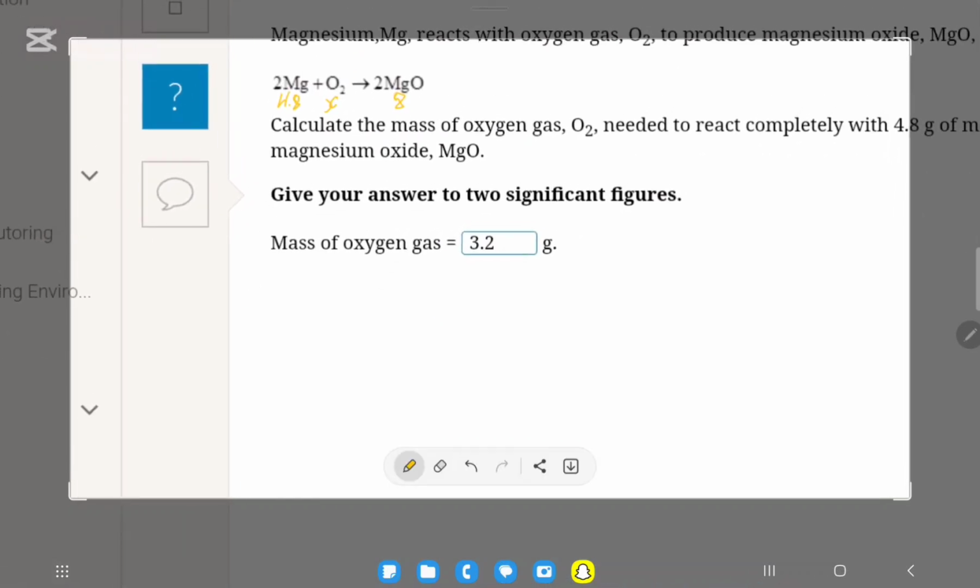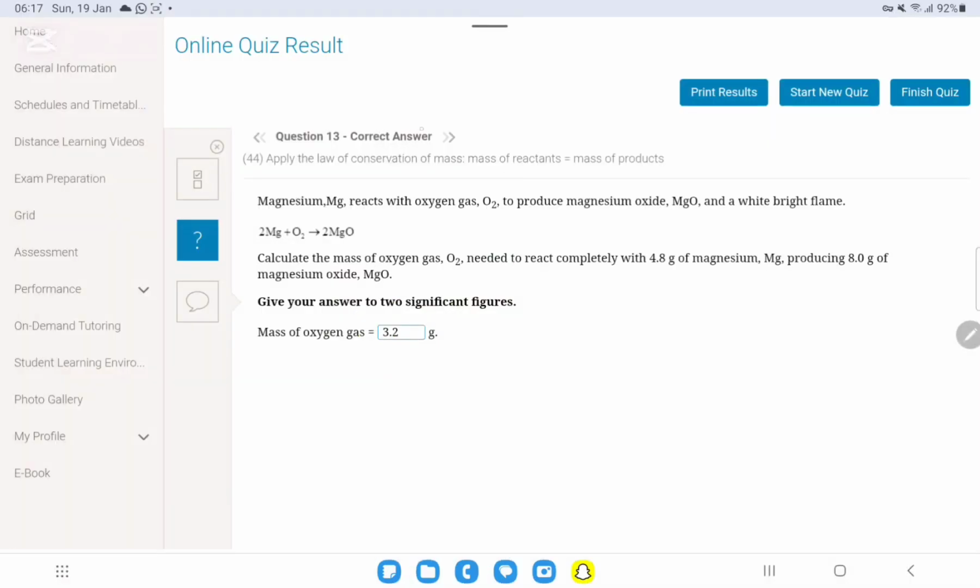Using the law of conservation of mass, you can know that mass is always conserved. If we put 4.8 plus X equal 8, X is 8 minus 4.8 and X is 3.2. You don't need to do RGR or anything for this. You use the law of conservation of mass, so you get 3.2 as your answer, and it's already 2 significant figures.